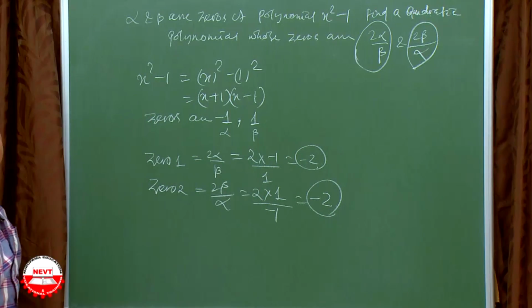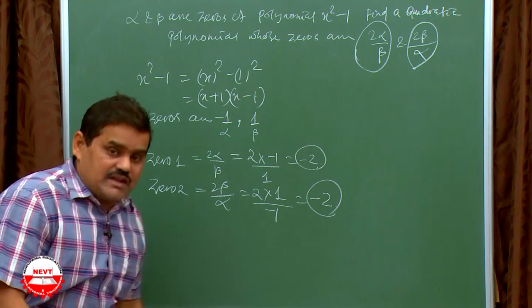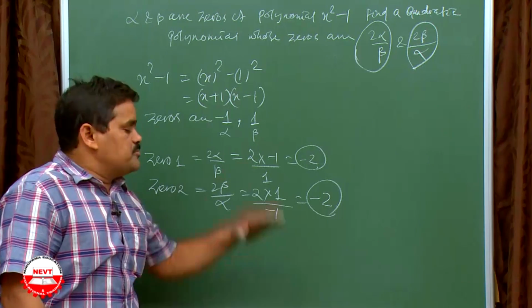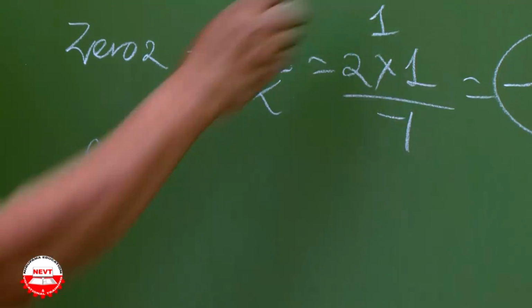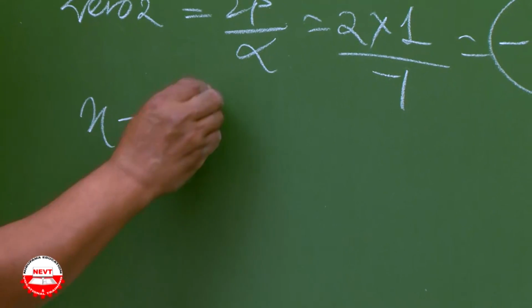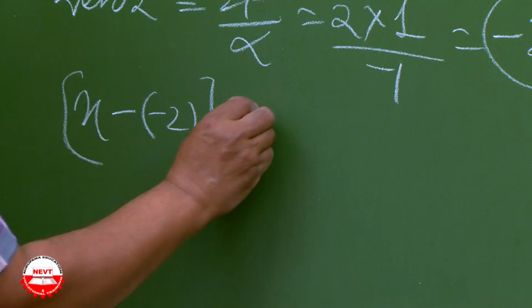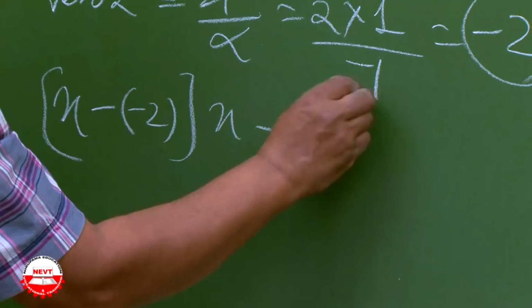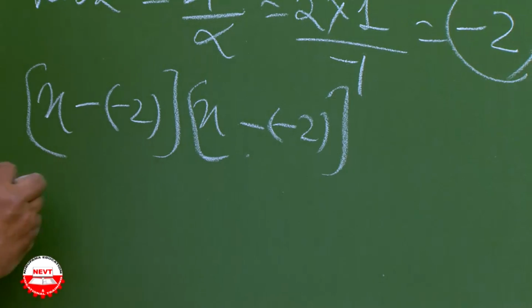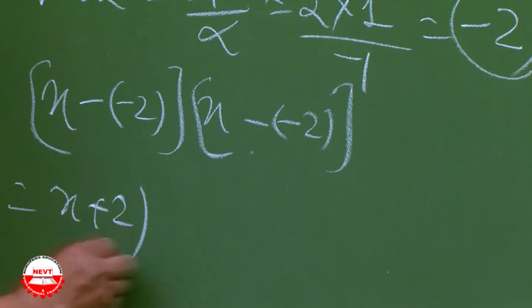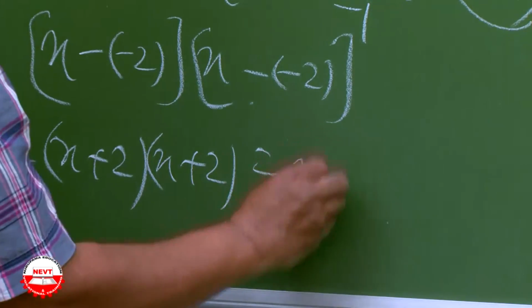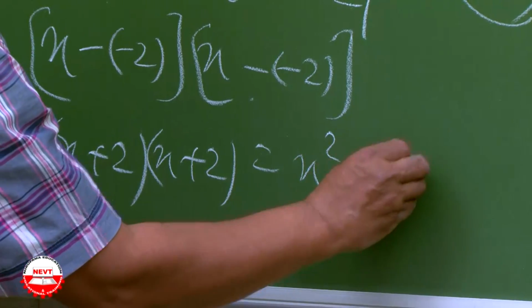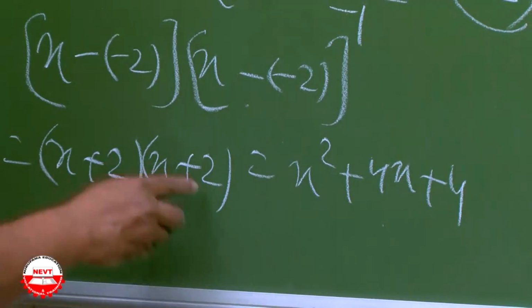If zeros are minus 2 and minus 2, then you can easily find the polynomial by using this formula, x minus of minus 2 into x minus of minus 2, is equal to x plus 2 into x plus 2, means x square plus 4x plus 4, that means x plus 2 whole square.